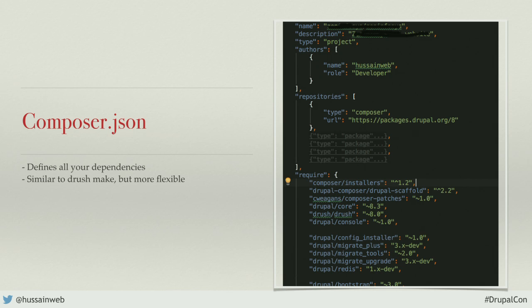But you can look at the last few lines, and that's where we actually mention our modules. Like config installer, that's a profile, by the way. Migrate plus, migrate tools, migrate upgrade. So I took the beginning of the Composer file, actually. Later on, you can see things like Bootstrap and rules and panels and so on. But this is how it looks. There is very little apart from this in the Composer file. Most of the Composer file is just to get the Drupal setup working. And all of this is included in the template, so you don't have to worry.